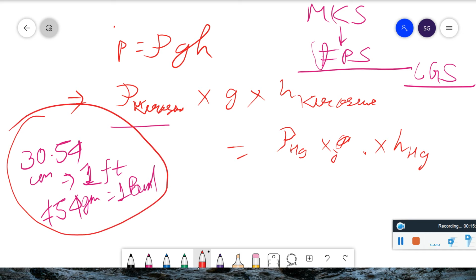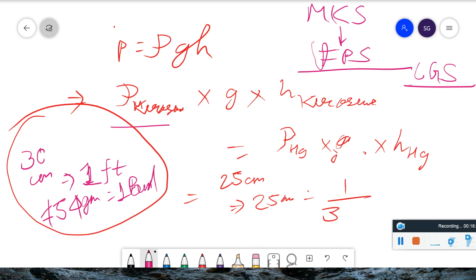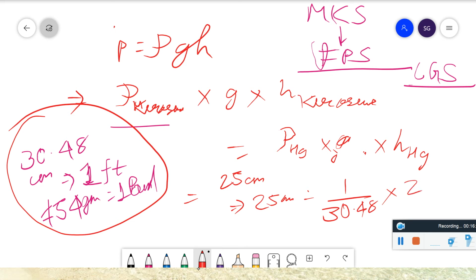Okay, so here we have been given that height is 25 centimeter. So we know this relation. 25 centimeter is 1 upon 30.48, sorry, I am really sorry, it's 30.48, not 54. So 1 upon 30.48 into 25. Fine, there's no doubt in this, I guess. Let me calculate, 1 upon 30.48 into 25.